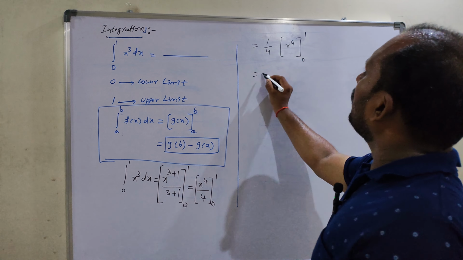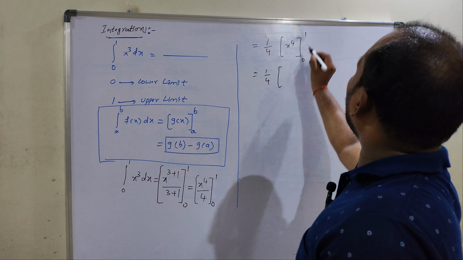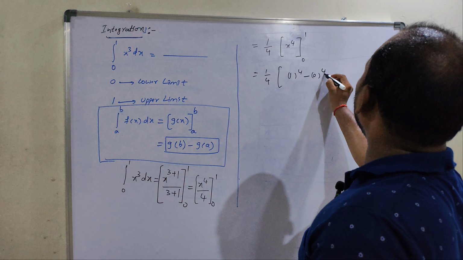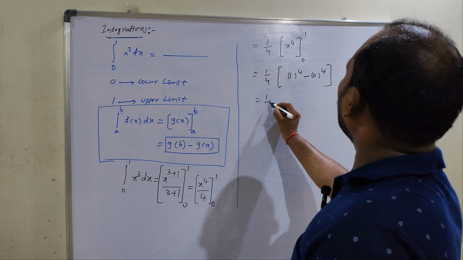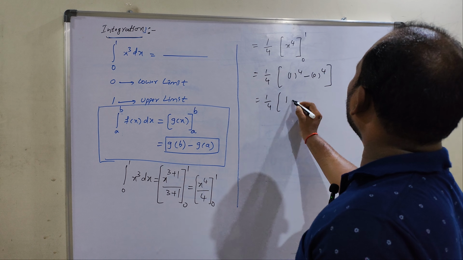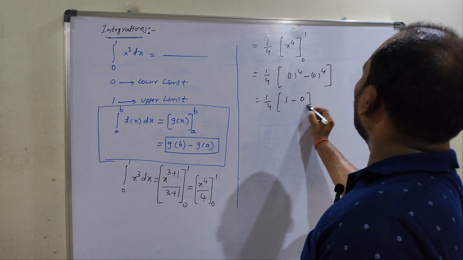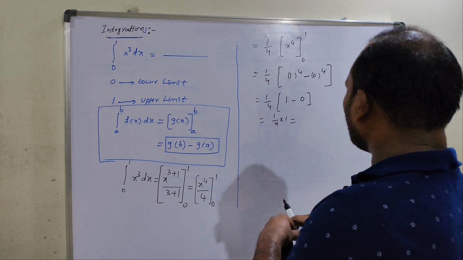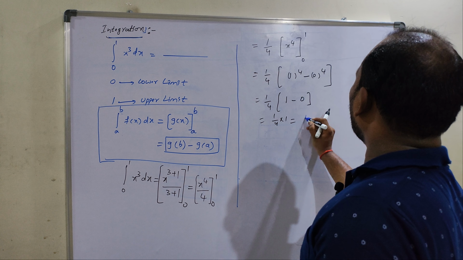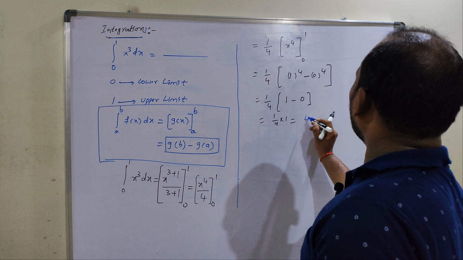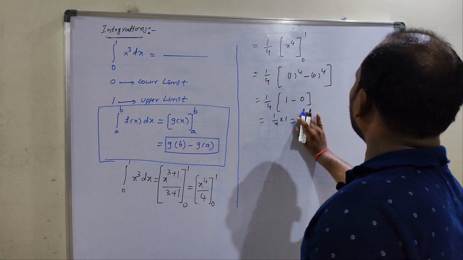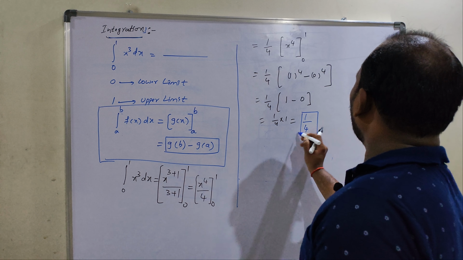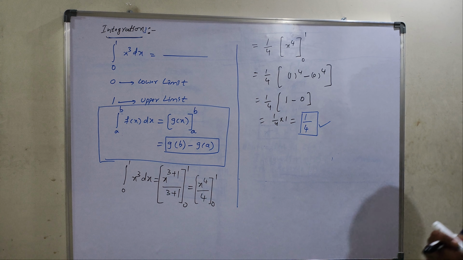Now how to handle the upper limit? Upper limit is 1 power 4 minus 0 power 4. So 1 by 4 into 1 power 4 means 1, and 0 power 4 means 0. So what do I get now? 1 by 4 into 1. So finally, the answer is 1 by 4. Agree or not? So like this we have to get the values.